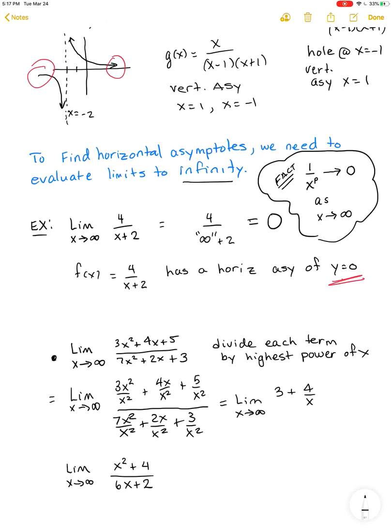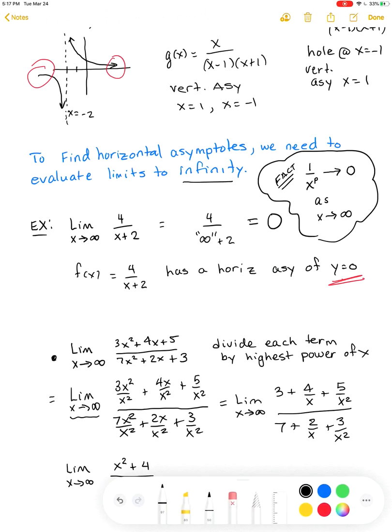I can get a 3 plus 4 over x plus 5 over x squared, and 7 plus 2 over x plus 3 over x squared. Now these are equivalent fractions, even though they look very different, and I'm allowed to do this, divide by the highest power of x, as long as I'm away from 0. Well, we are away from 0.